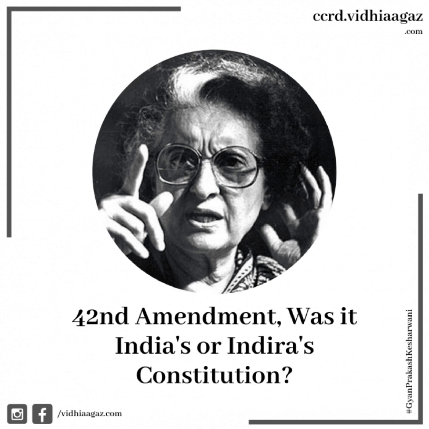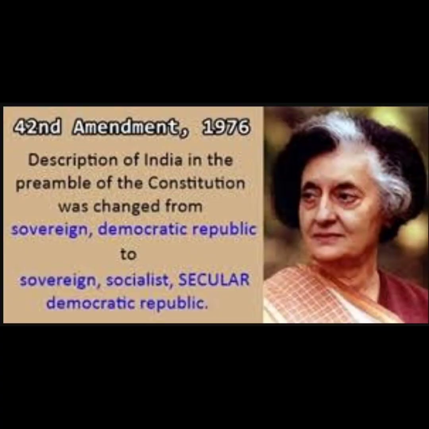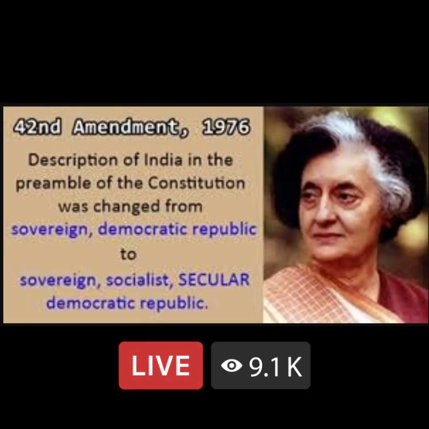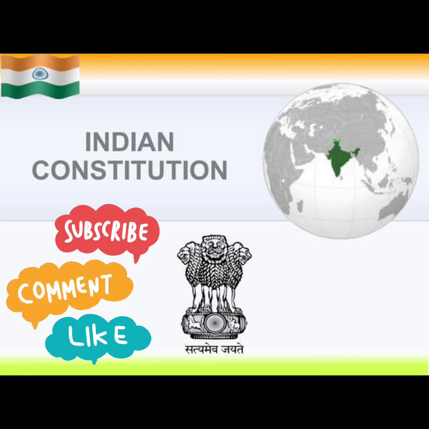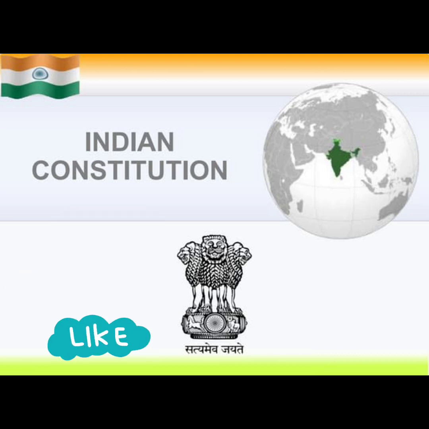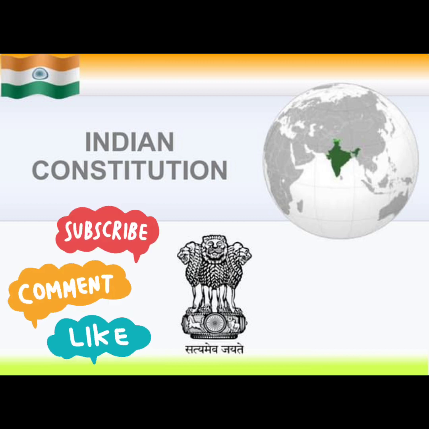The States Reorganisation Act 1956 created 14 states and 6 union territories. Andhra Pradesh was the first state to be formed on a linguistic basis, in 1953. There are 28 states and 8 union territories now, given under Schedule 1.